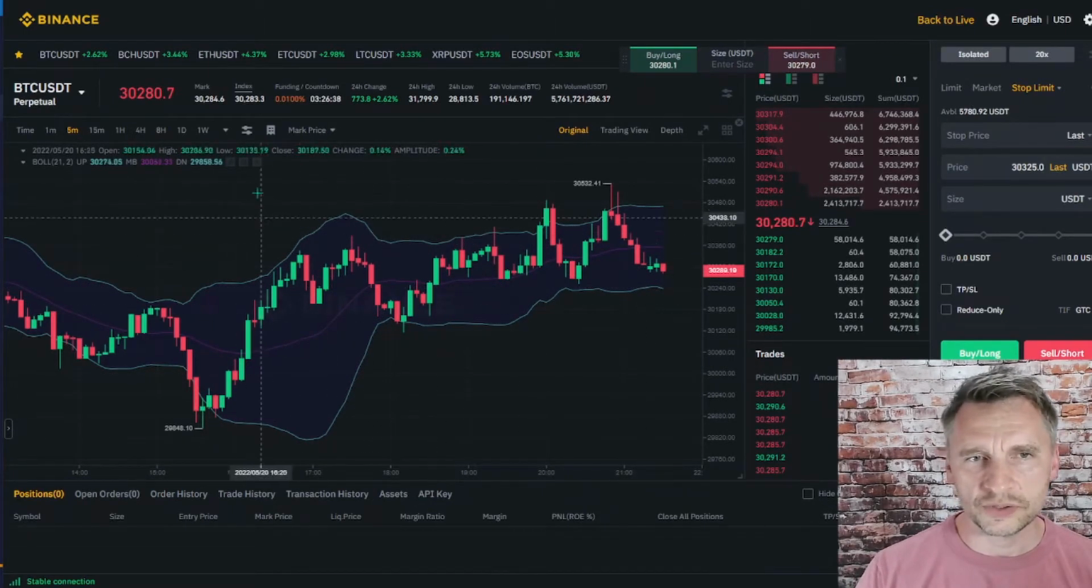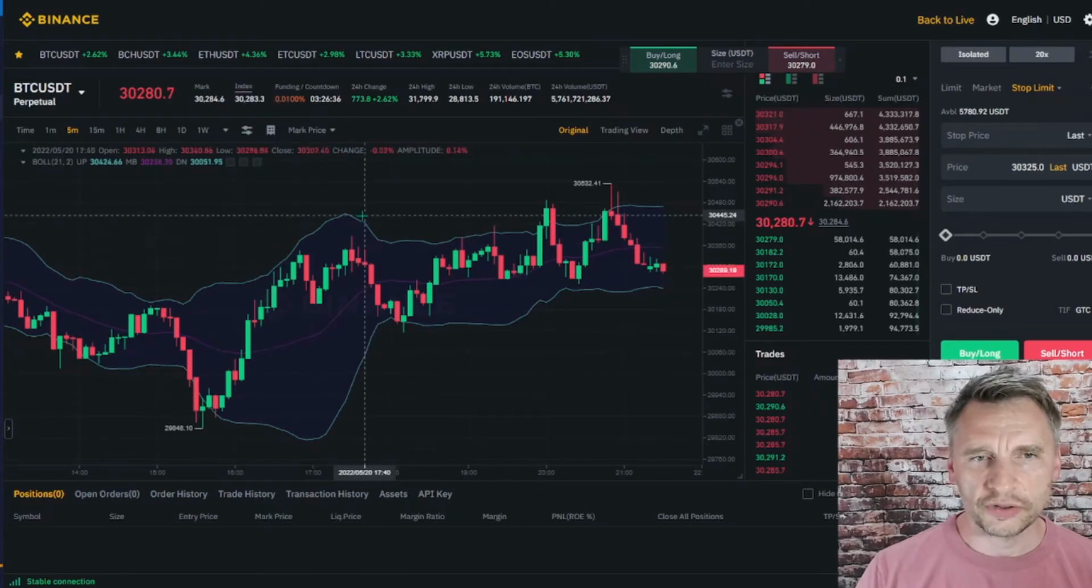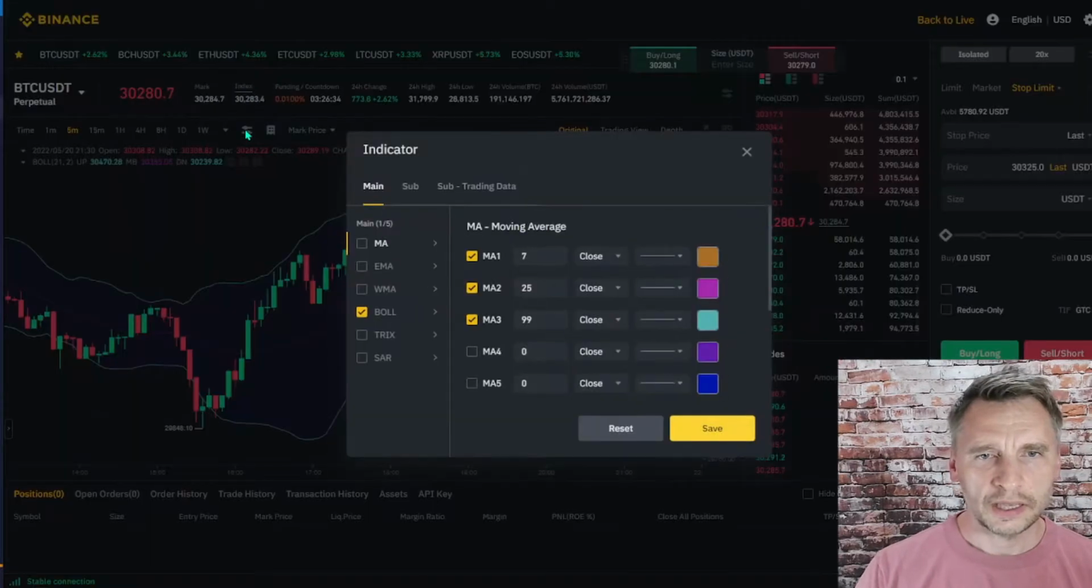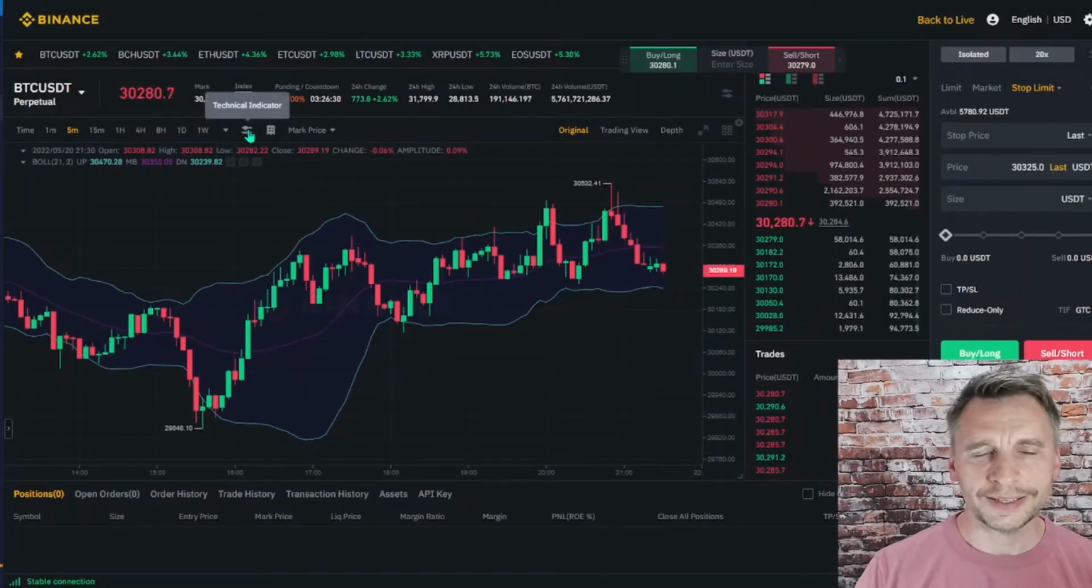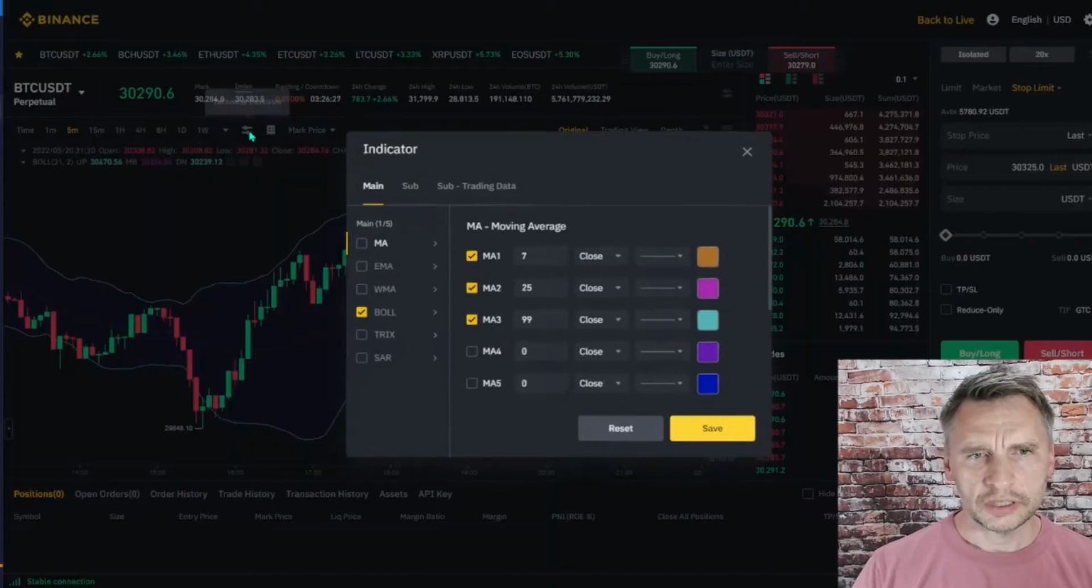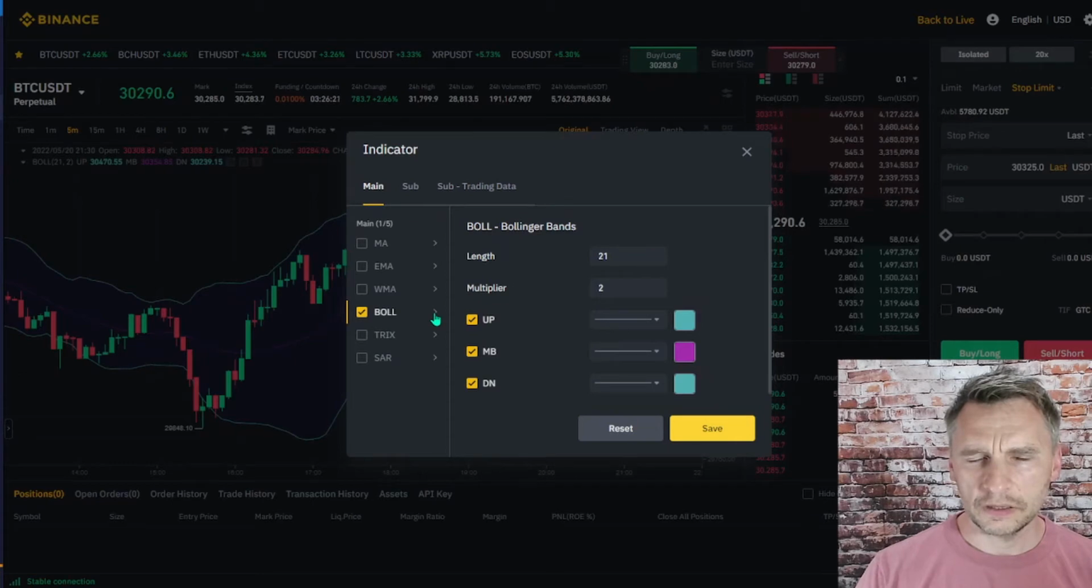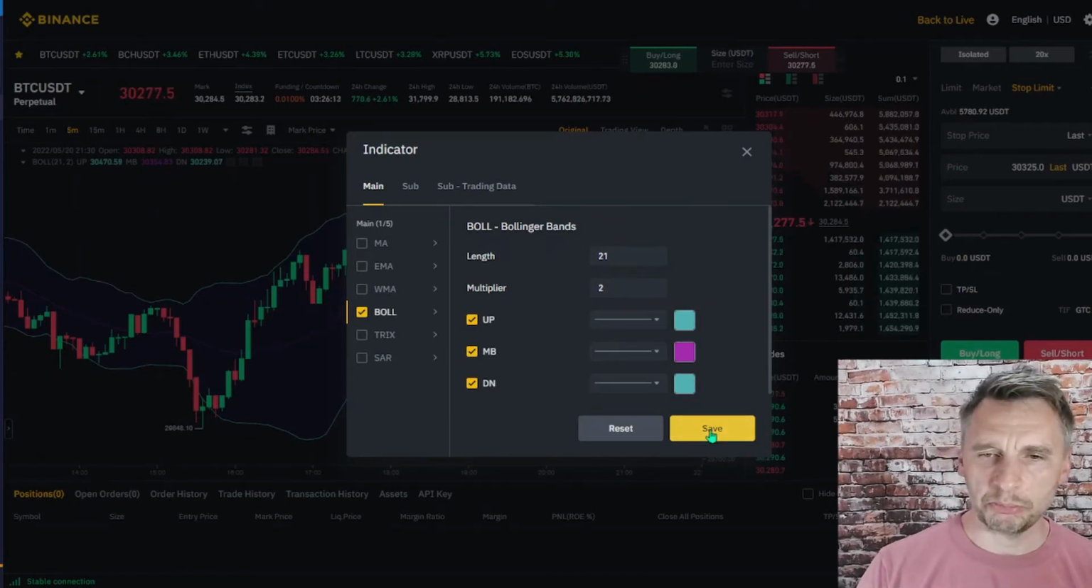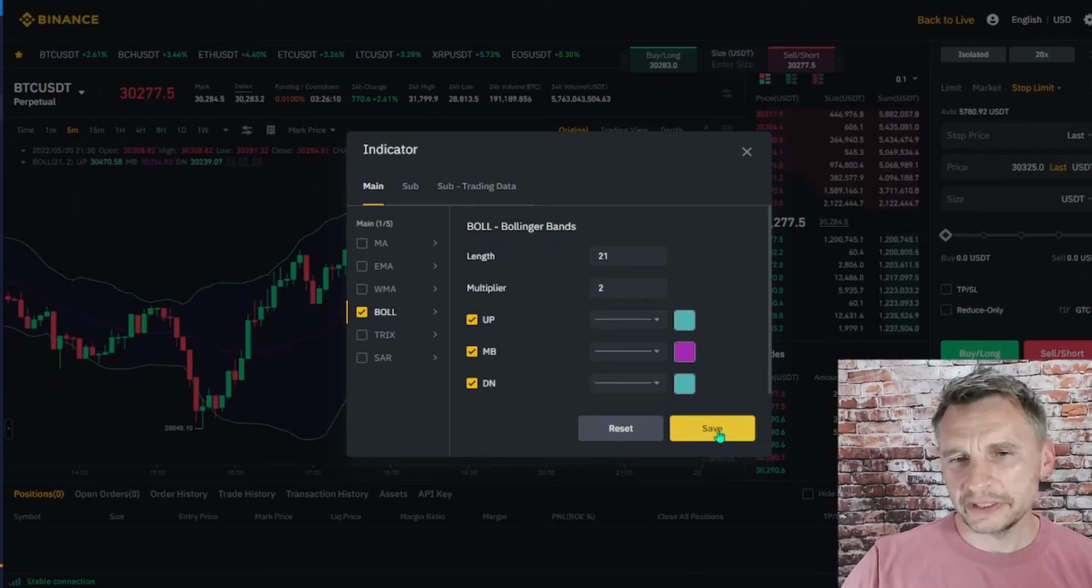If you can see the lines right here, these are the Bollinger Bands, and the way you can get them set up is by going to the technical indicator option here, clicking that, and then scrolling down to Bollinger Bands. You can set up different options, but I leave it the way it is. It's length 21 and multiplier 2. You can fiddle around with these, but I just leave it the way Binance has it. I haven't changed it, and it worked fine for me.